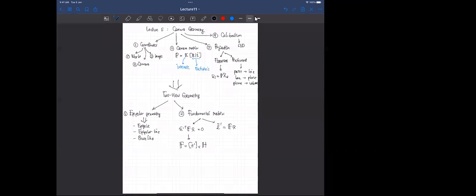Okay, so that's for lecture 5. In lecture 6, we discussed stereo and Markov random field. In stereo, the first thing that we discussed was the disparity map.